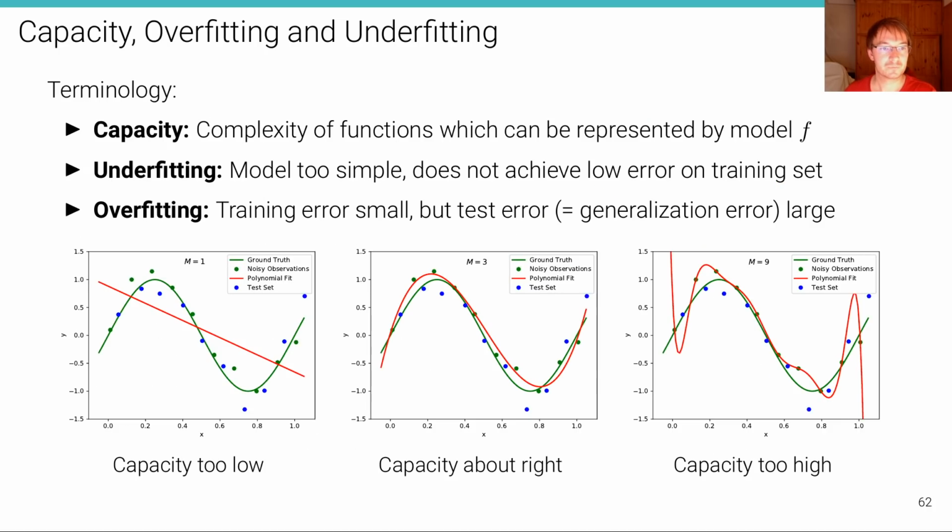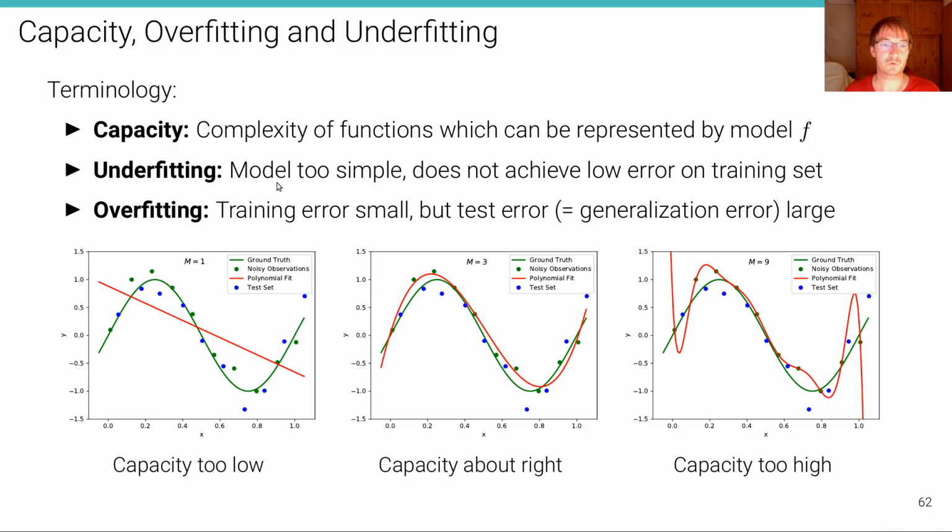So let's quickly recap the terminology that we're using here. Capacity refers to the complexity of functions which can be represented by the model. For instance, here we have a too low capacity. Here we have a capacity that's about right, and here we have a capacity that's too high. The model has too many parameters. It overfits the training data, and it doesn't generalize well to the test set.